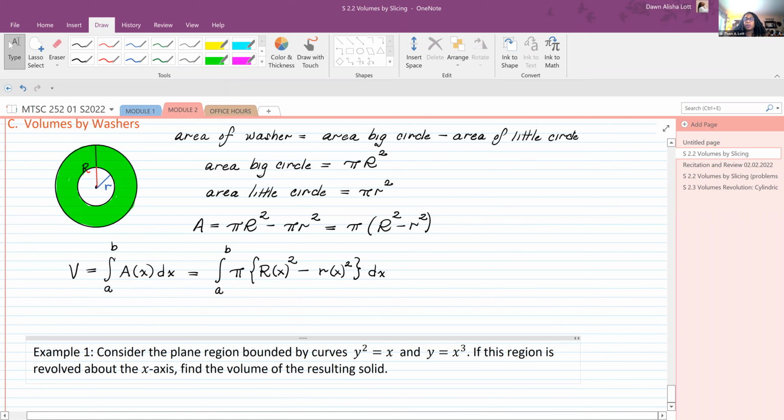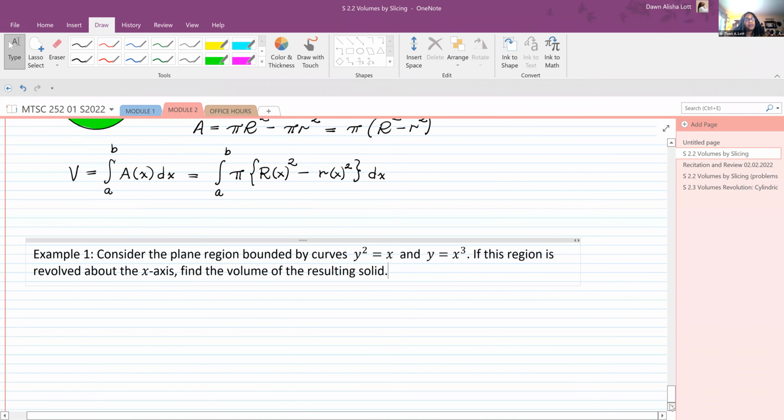Okay, so consider the plane region. That means it's flat, bounded by the curves x equals y squared, or y squared equals x, and y equals x cubed. All right, so let's start off drawing that region.